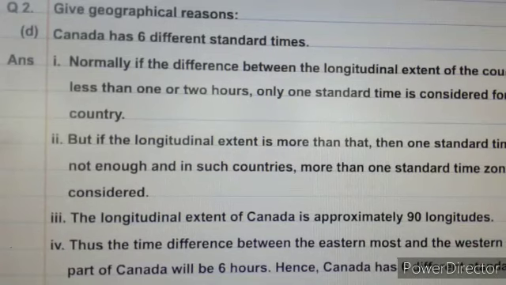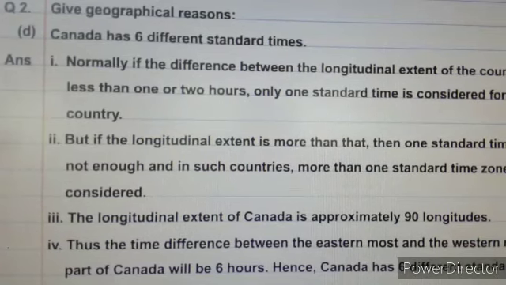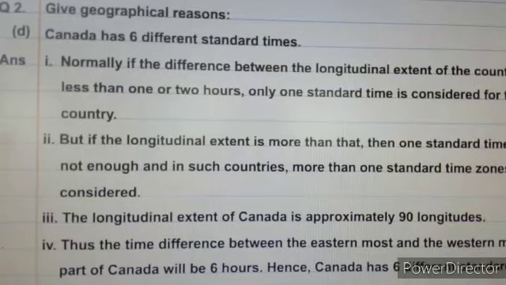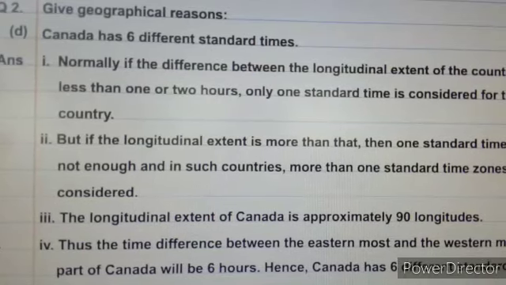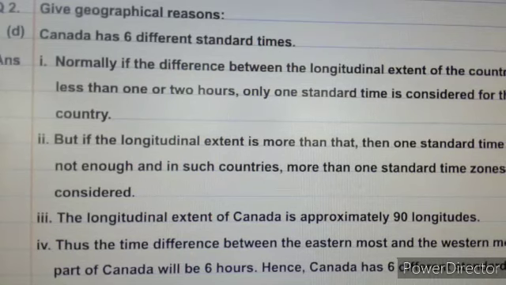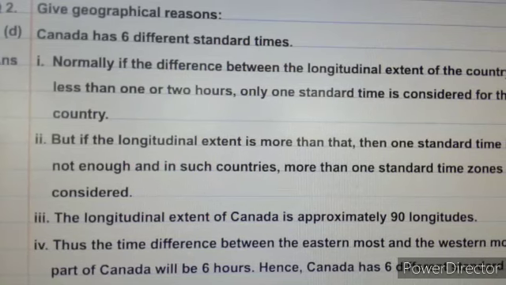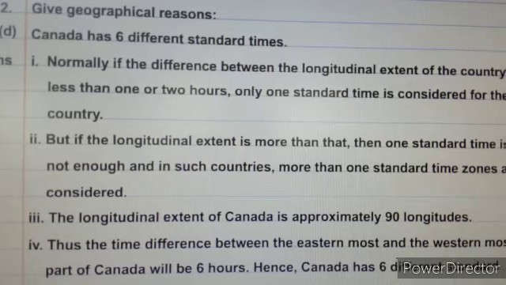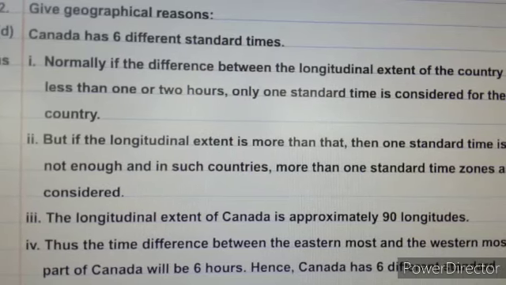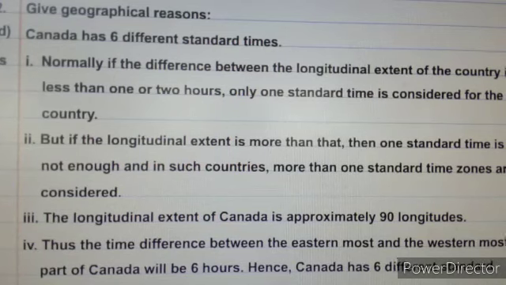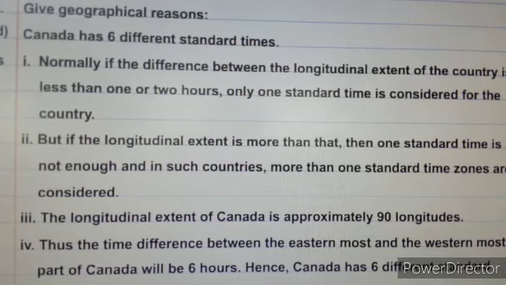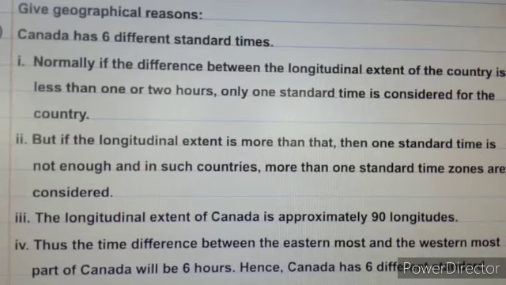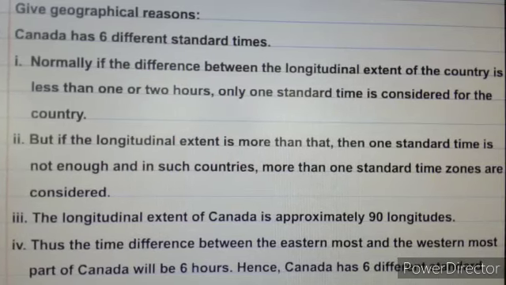D. Canada has 6 different standard times. Normally, if the difference between the longitudinal extent of the country is less than 1 or 2 hours, only one standard time is considered for the country. Second point, but if the longitudinal extent is more than that, then one standard time is not enough, and in such countries more than one standard time zones are considered.